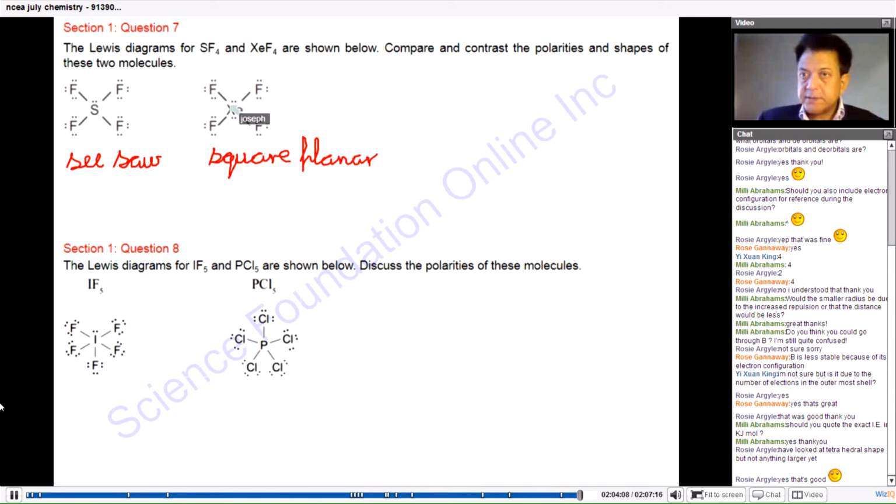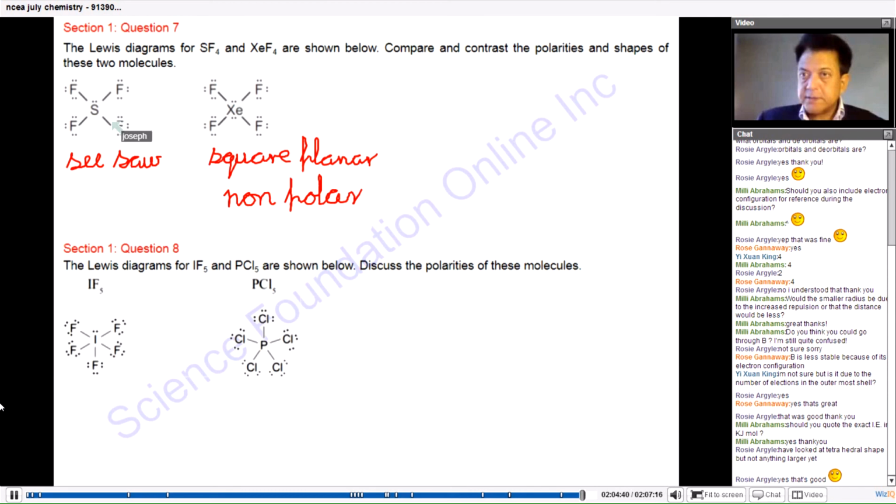Now, the symmetry of this, the Xe and the F atoms have different electronegativities, but they are vectors, things with magnitude and direction. Think of them as forces. Equal forces along that line cancel each other. Equal forces along that line cancel each other. And therefore, this molecule will be non-polar.